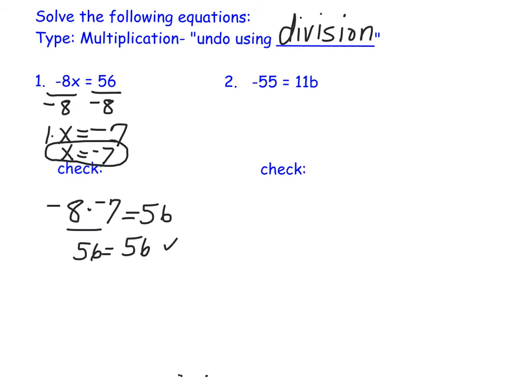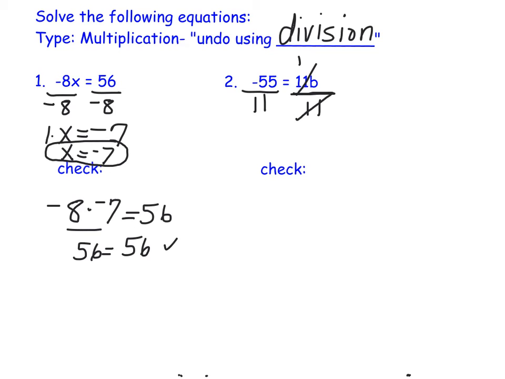All right, number 2. Negative 55 equals 11b. So that means negative 55 equals 11 times some number. To figure that out, what's the inverse of multiplication? That would be division. So I need to divide both sides by 11 to get that b by itself. Divide by 11. Now, what's 11 divided by 11? Well, that equals 1, right? So I'm going to cross those out. 11 divided by 11 is 1.